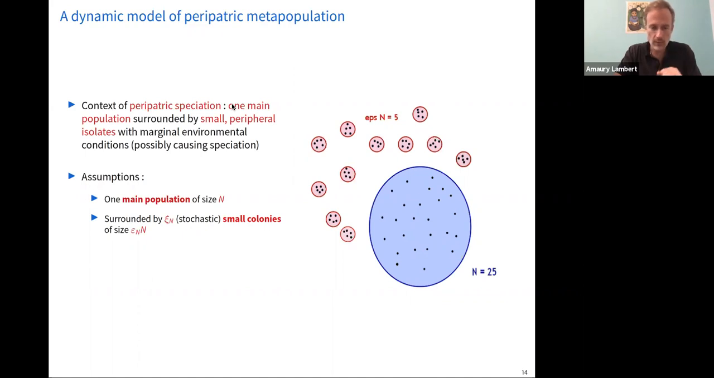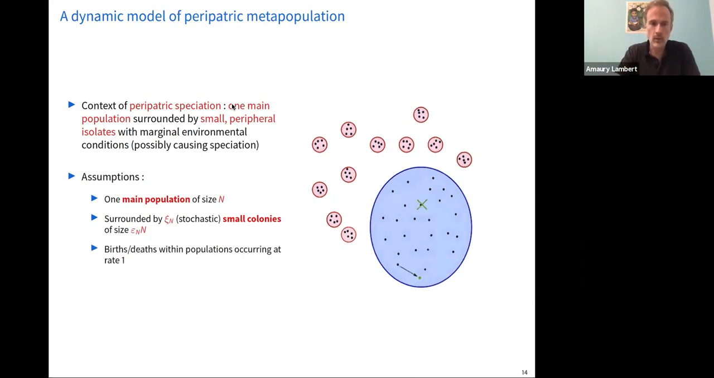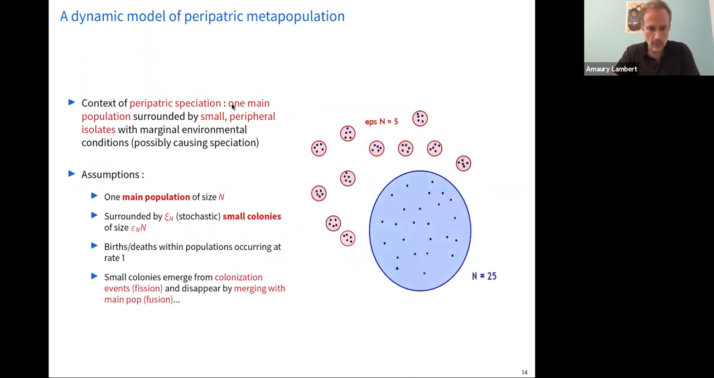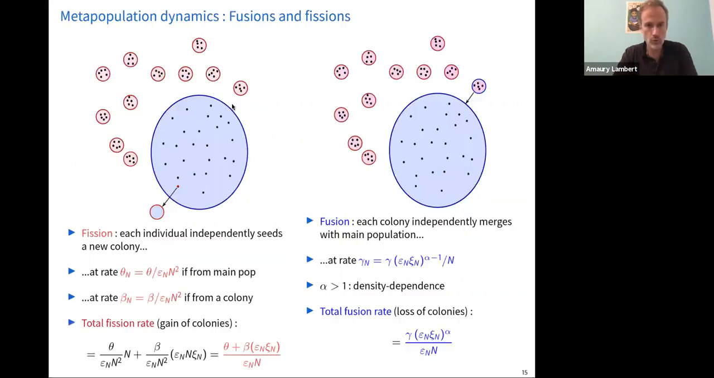And so the idea throughout this section will be that N goes to infinity, epsilon sub N goes to 0, but epsilon times N goes to infinity, right? So the size of the colonies is large, but it's negligible compared to the size of the main population. Inside each population, there will be birth-deaths occurring at rate 1, like in the Moran model. So you have simultaneous birth and death so as to keep the size of populations constant. And the small colonies will see their number vary. They will emerge from colonization events called fission and disappear by merging with the main population, fusion.